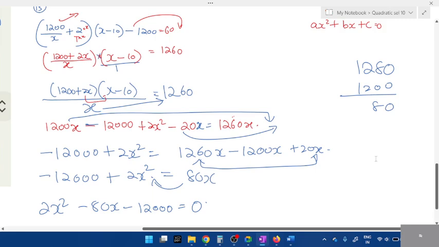Is anything common? No, no, no. Before that, Kia, is anything common to them? 2 is common, right? Have to take out common. If you don't take out common, it becomes tough to solve. Okay, complete it till here.